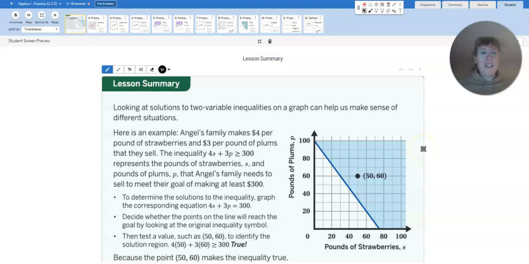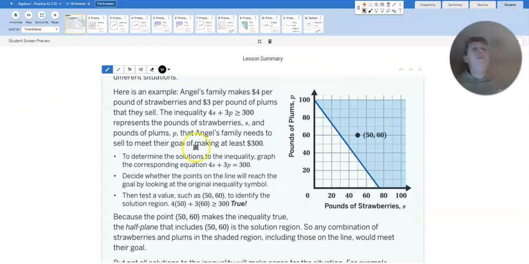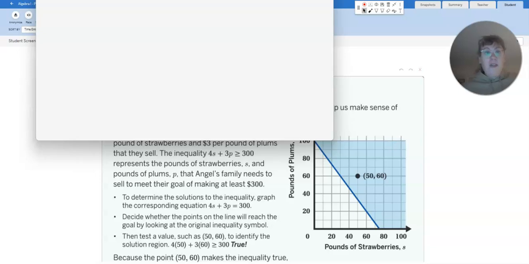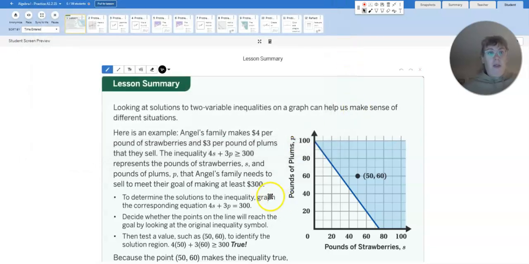Hello everyone. We're taking a look at the 2.15 lesson, and here's our summary, what we're talking about in this lesson. It says looking at solutions to two variable inequalities on a graph can help us make sense of different situations. Oop, hold on, something's popping up. Go away. Okay. Here's an example.